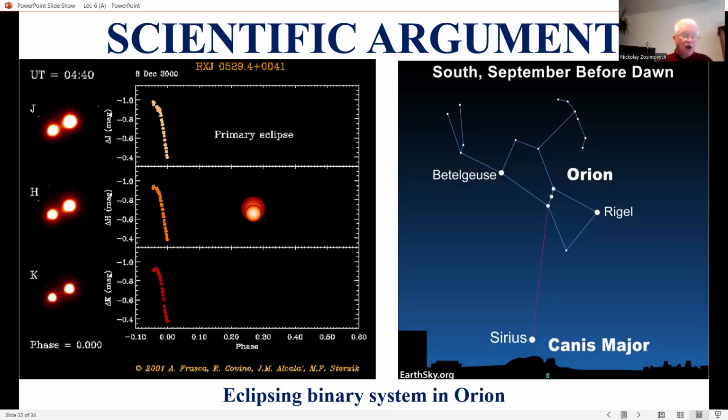Now change the argument to consider the diameters of the stars. How could you look at the light curve of an eclipsing binary with total eclipses and find the ratio of the diameters? Try to find this answer yourself, and let's discuss it during our next lecture. Okay?